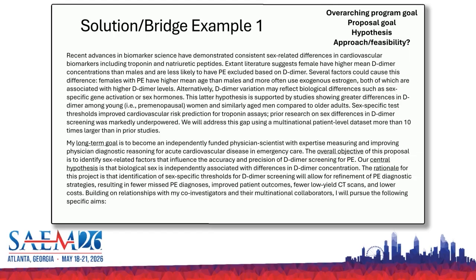Is the hypothesis in there? Yep, it's right there and it's underlined, right? So our central hypothesis is that biologic sex is independently associated with differences in D-dimer concentration. Okay, and that's a hypothesis that can be tested. So that's great. And then what about approach and feasibility? I already mentioned that we will address this gap using the multinational patient-level data set, which was a statement on feasibility and approach. Anything else in there?